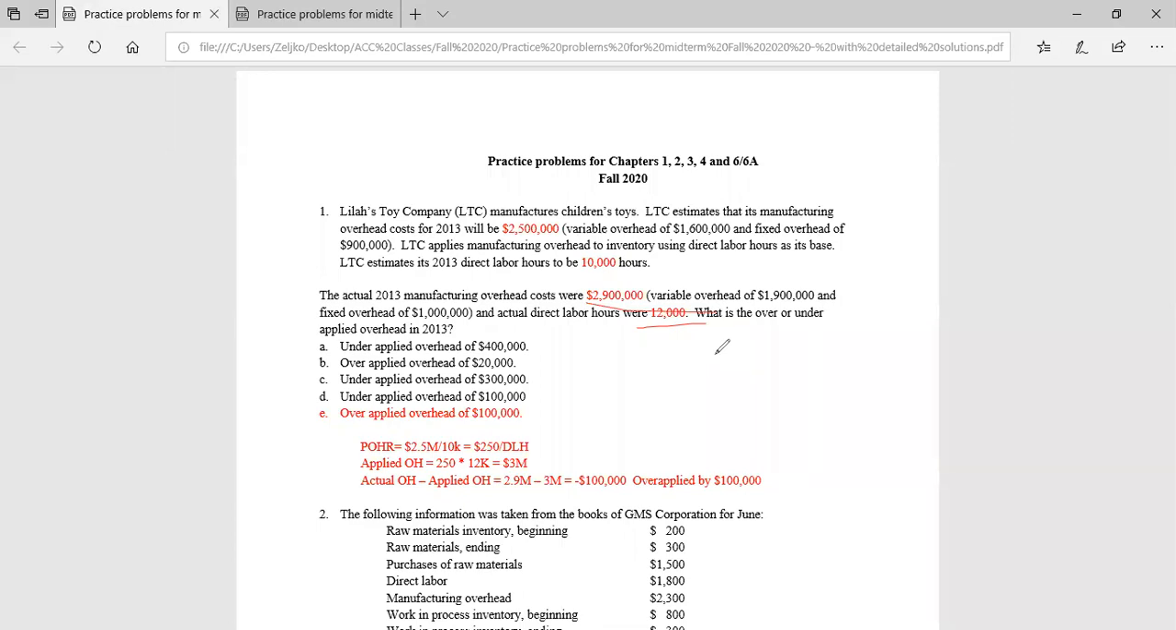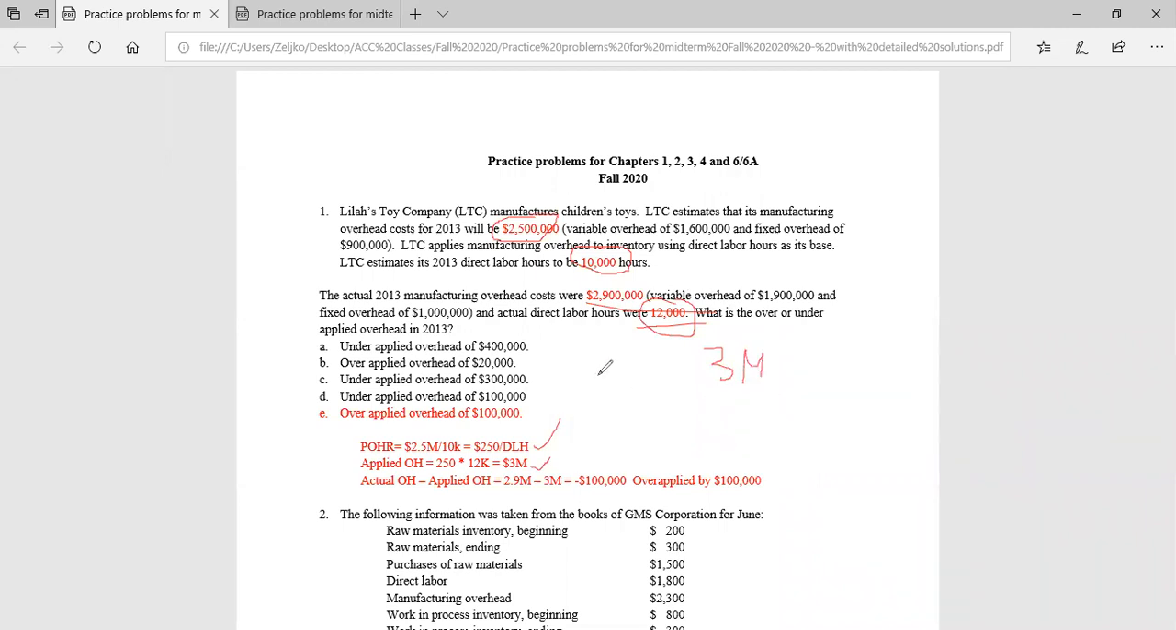I need to find applied overhead. How do I find applied overhead? Well, first I need to find POHR. We will use solutions just to save us time in terms of calculations. We will divide estimated overhead by estimated hours, so that will give us $250 per direct labor hour. Then to get applied overhead, we need actual labor hours, which are here, 12,000. So we will simply multiply 250 by 12,000. This will give us $3 million. Now we have 3 million here.